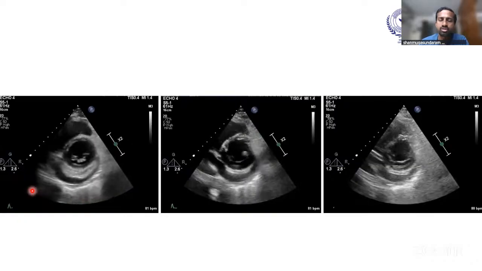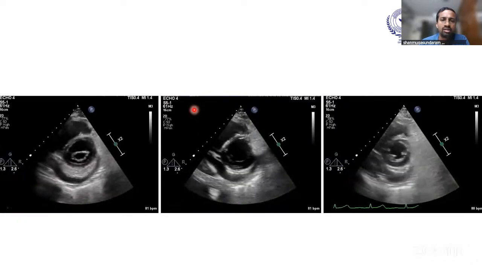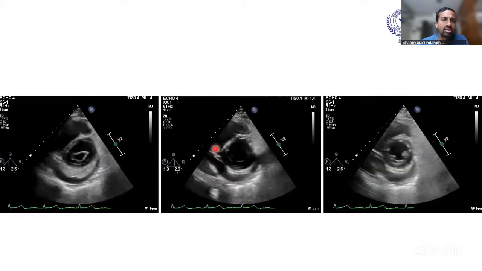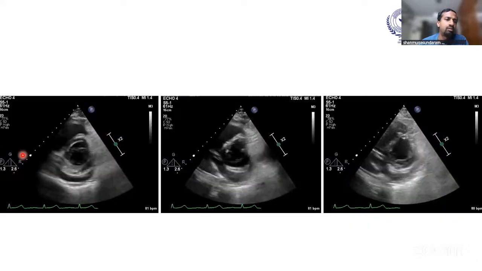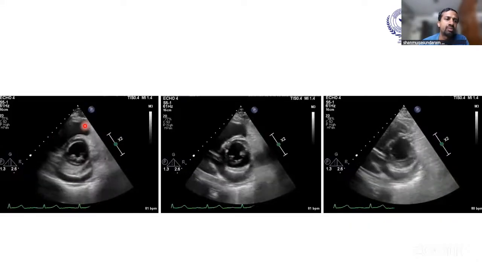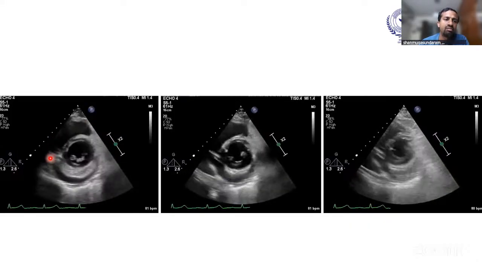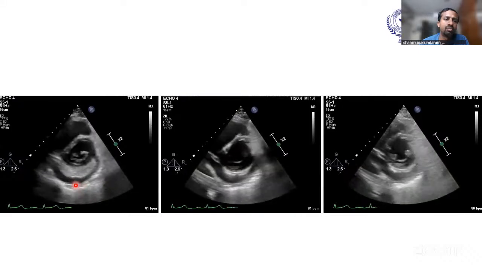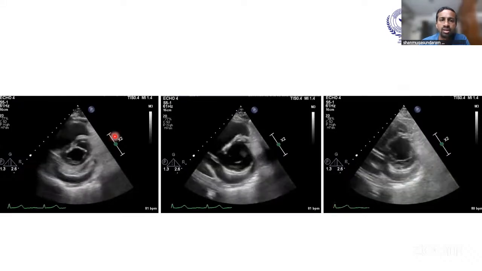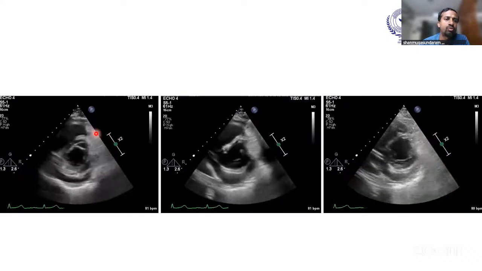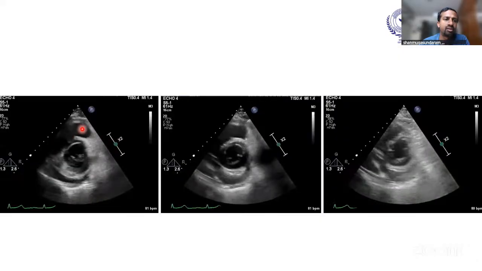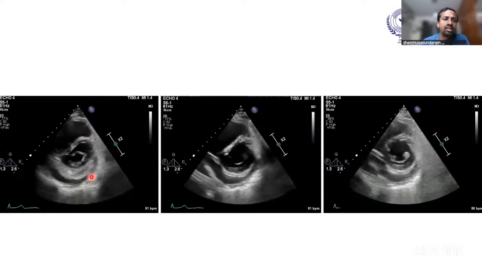Coming to the short axis views, the left ventricular dimension and contraction in all the segments appear normal. What we could see is dilatation of the right ventricle with septal flattening, which is more prominent during diastole. This probably suggests a volume overload type of interventricular septal motion. And there is pericardial effusion, as we noted in the parasternal long axis images.